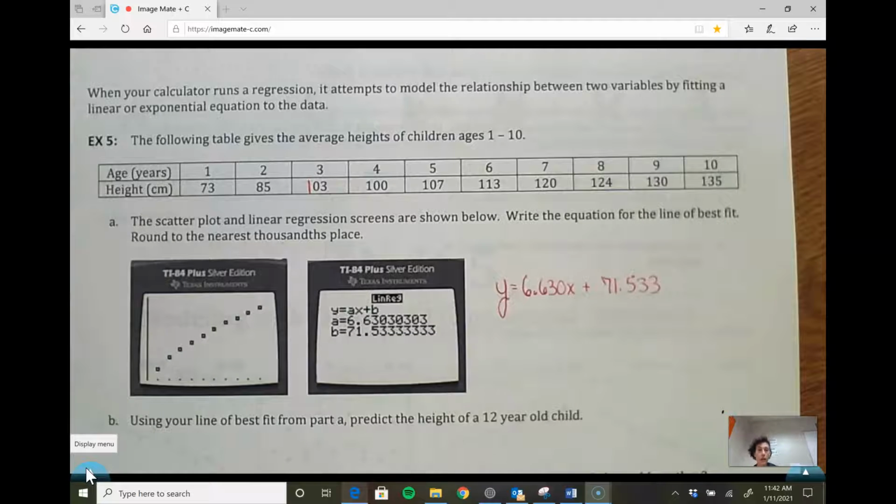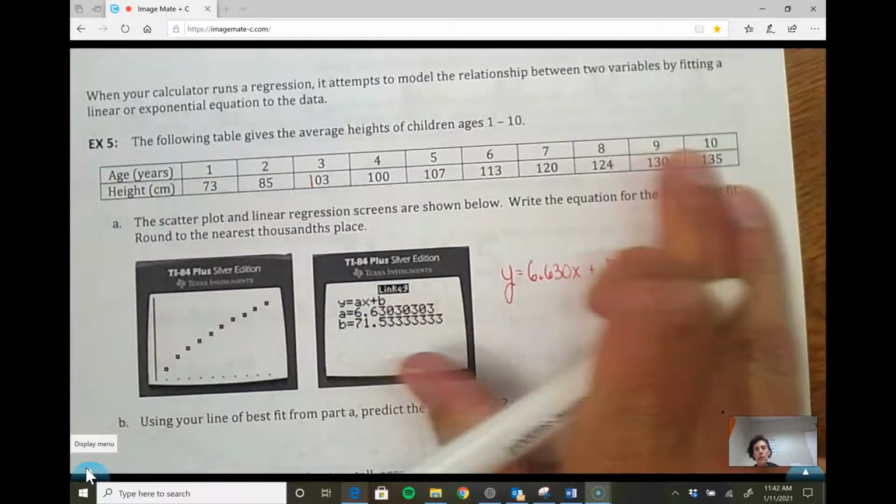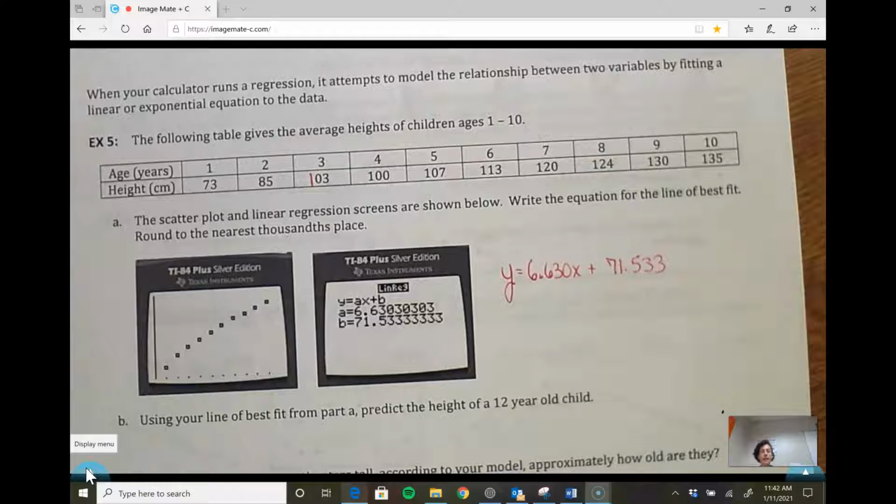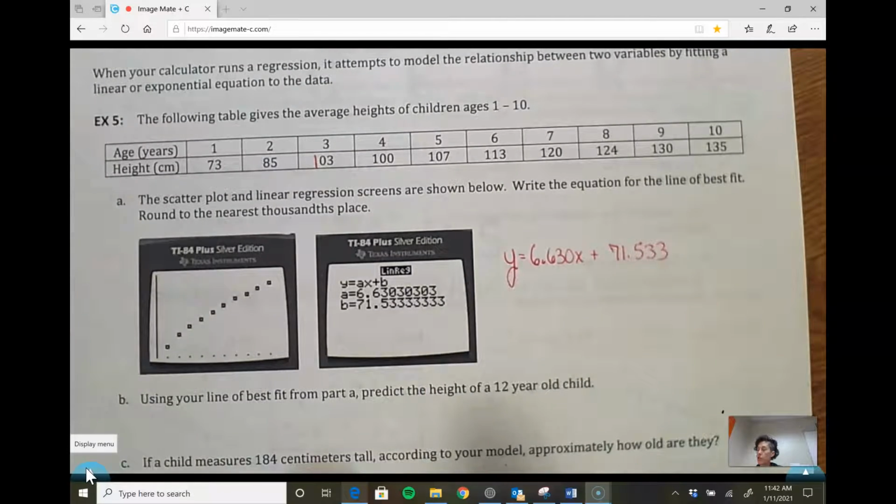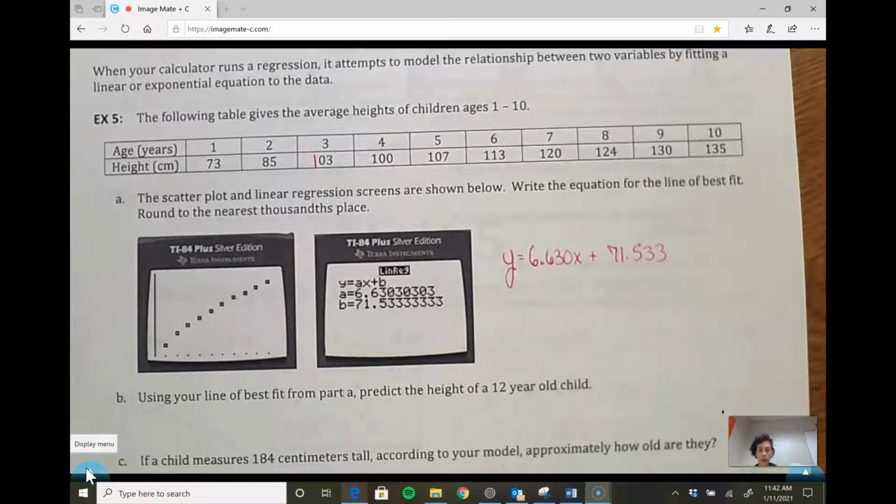And there's our equation. Now this table actually becomes obsolete. It's not something that I need anymore. I'm going to use my equation to answer questions. I'm not going to use my table anymore to answer questions.